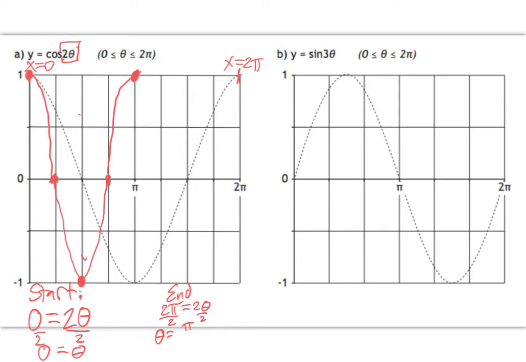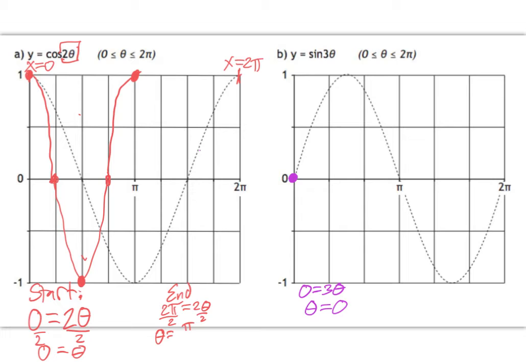What I'd like for you to notice is that this graph has been squished by a factor of 2, so it's half as wide as it once was. We talked about this with transformations as well, but it was a little bit difficult to see with non-trig graphs. Looking at our second one, we're going to do the same exact thing. We're going to start with 0 is equal to 3 theta. That's my starting value, and that tells me that theta equals 0 is going to be my starting value here.